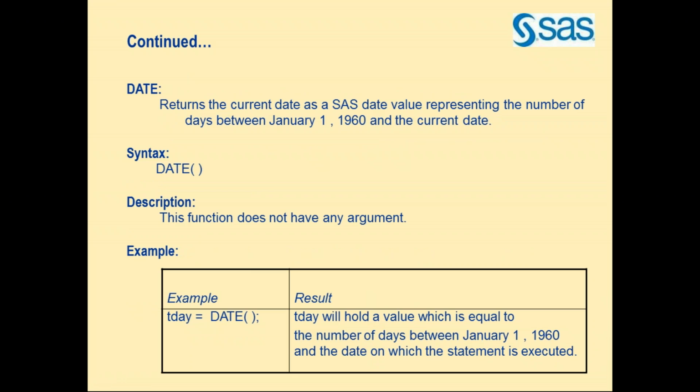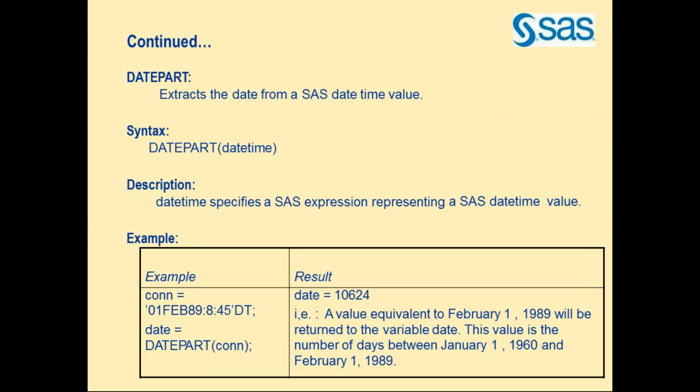Date returns the current date. So it is just like your today function. So date is also used for returning today's date.